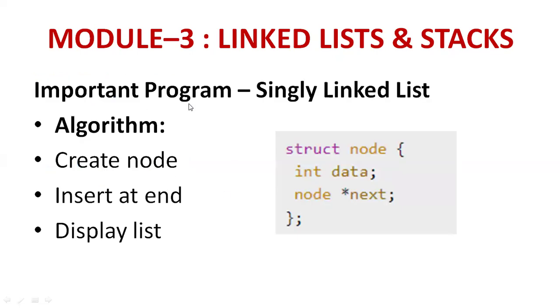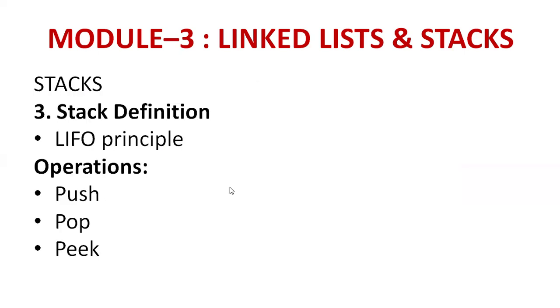So what is the concept of a singly linked list? We have creating a node, then insert at the last, and display the list. For example, the keyword is struct. Then you specify the name, that is Node. Then int data. Then this is regarding Node star next. So what is going to happen? A linked list is going to appear.